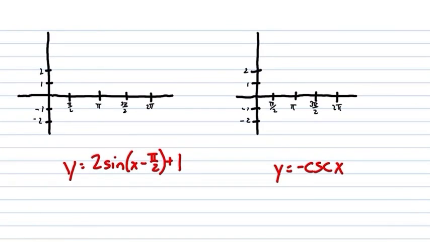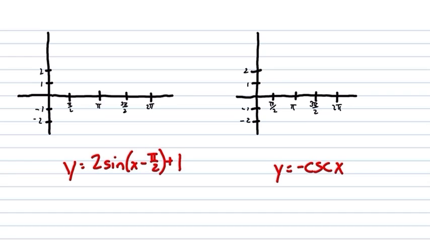Okay, here we want to look at some translations on trigonometric graphs. So first we want to do y is equal to 2 sine x minus pi over 2 plus 1. So the first thing I'll do right here, sometimes people can do it without it. The first thing I want to do is notice the changes in the graph.